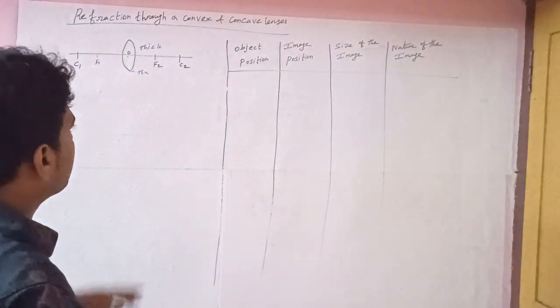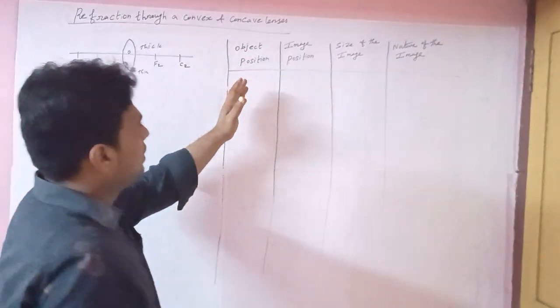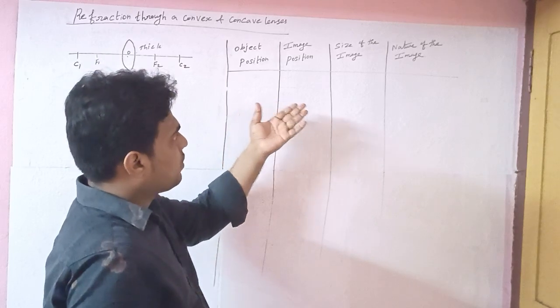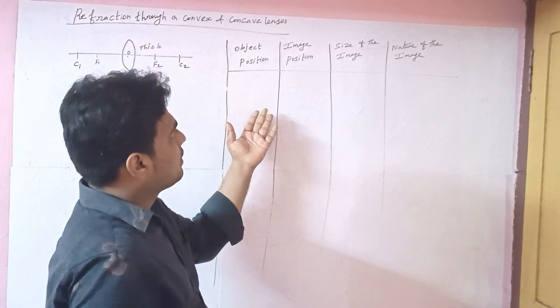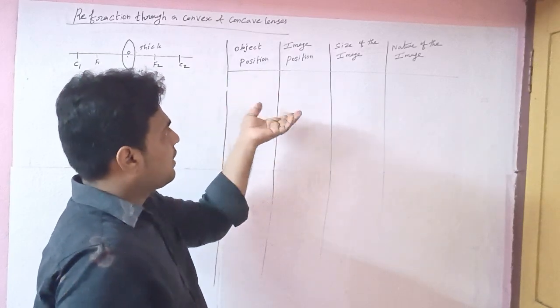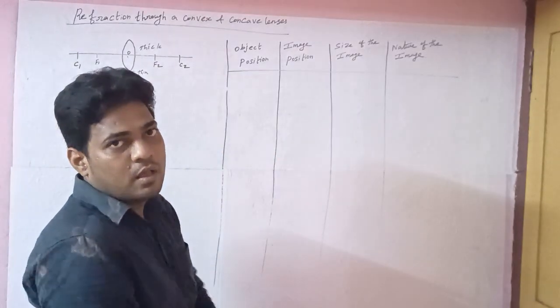Because the object is placed at different positions, we have to get different kinds of images and different natures of the image. First, the very important thing is the object position. What is the object position?